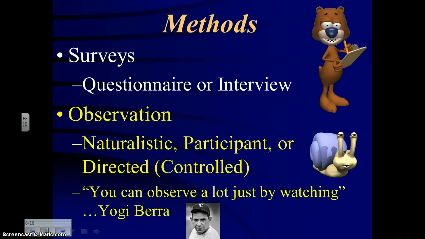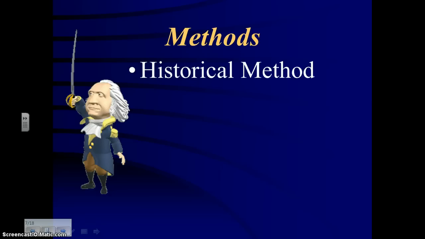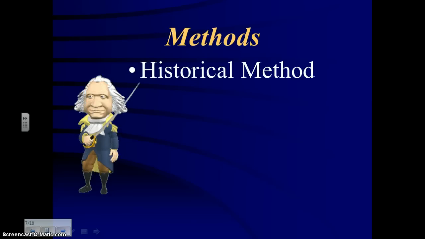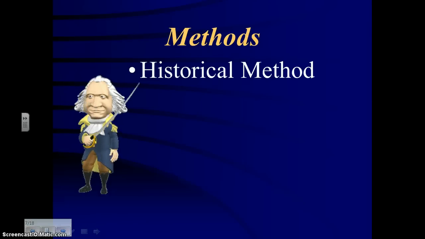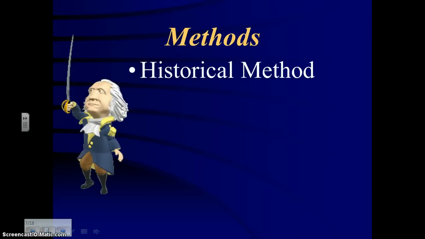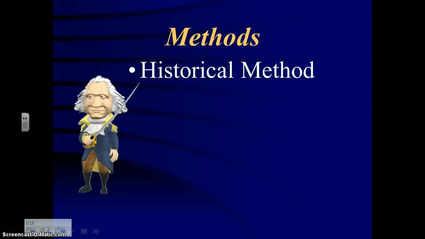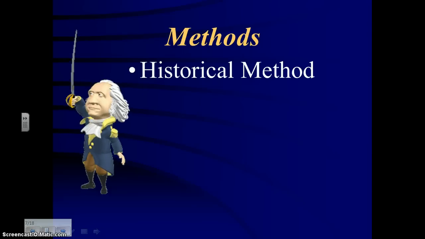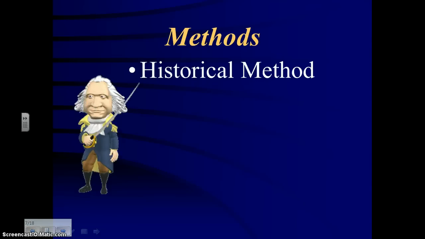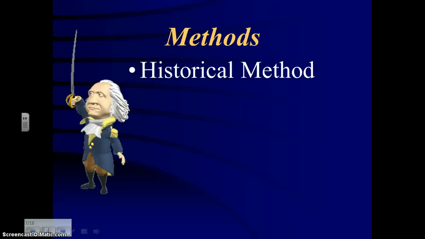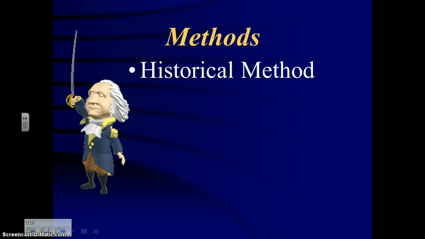Okay, now let's talk about another method, and that is the historical method. This is basically just analyzing materials from the past that already exist, whether you look at utensils or tools that people have used. You could look at toys. You can also look at books, magazines, diaries, any of that stuff. But it's basically going back and looking at stuff that already exists and trying to come up with conclusions about human behavior at the time.